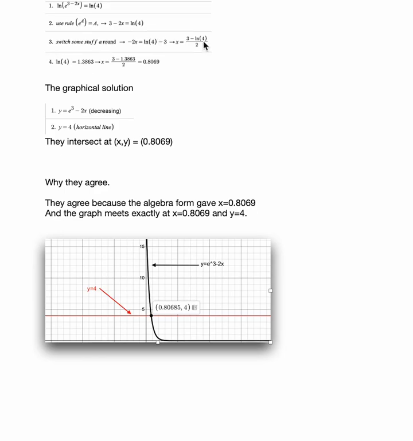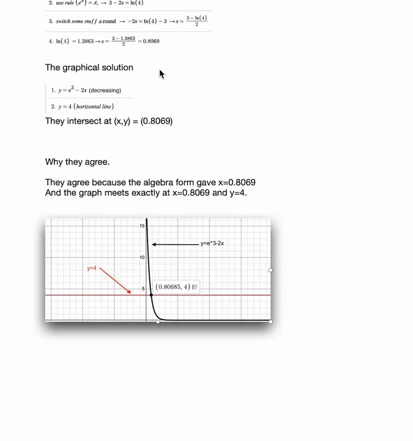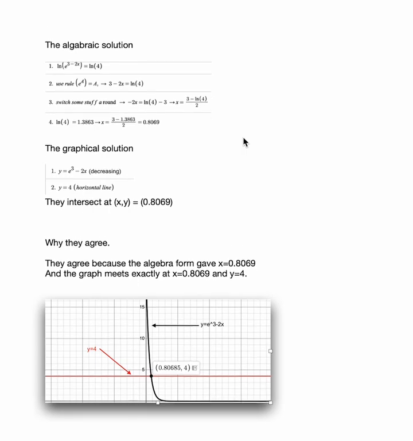So ln 4 in its decimal form is 1.3863, and we're going to keep that as its basic form. So now it will be 3 minus 1.3863, over 2, which will equal 0.8069. Okay, that is the algebraic solution.